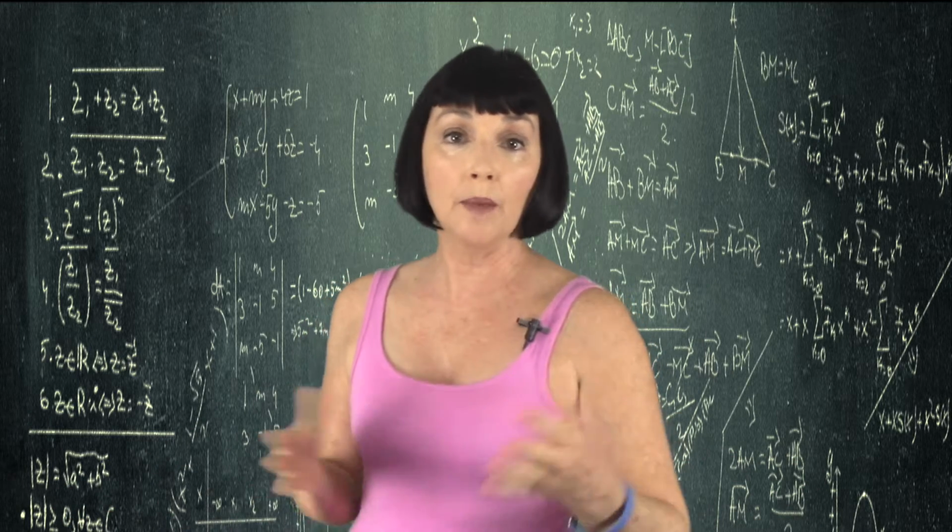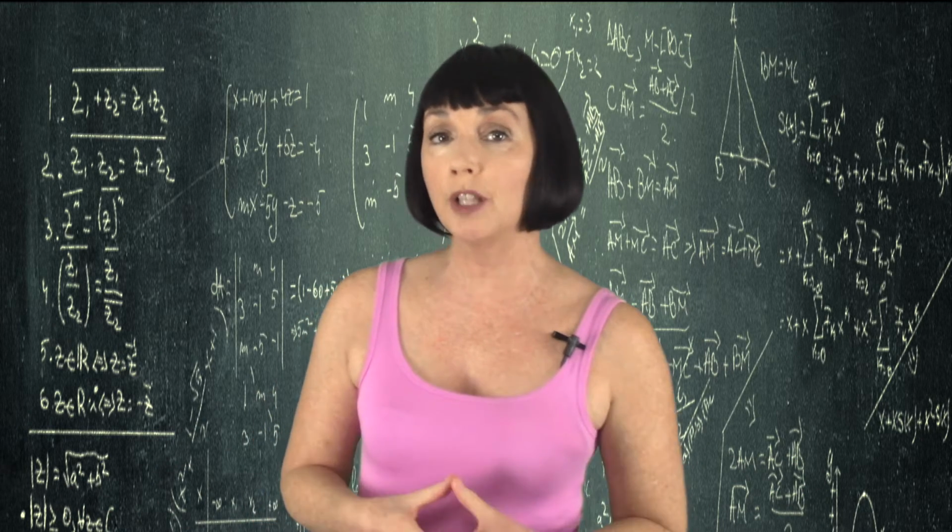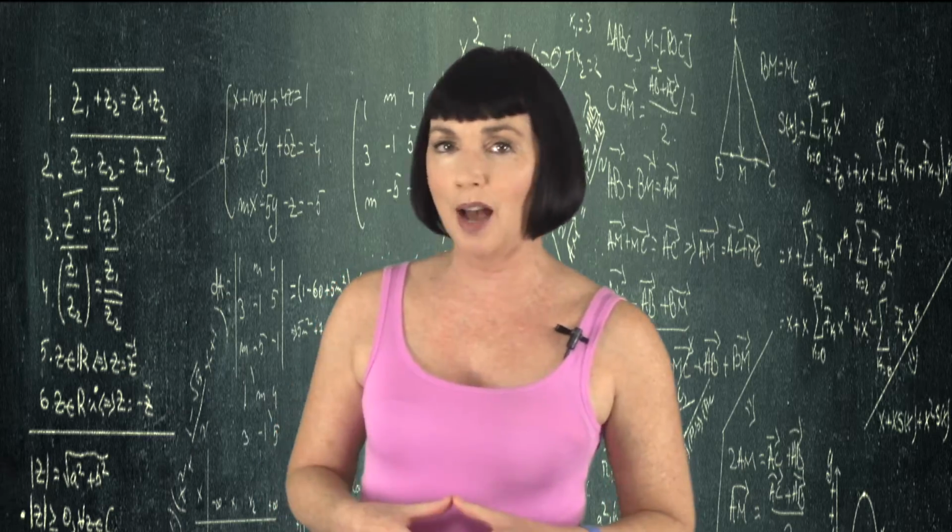What's the point of elementary row operations and row echelon form? I'll show you right now.